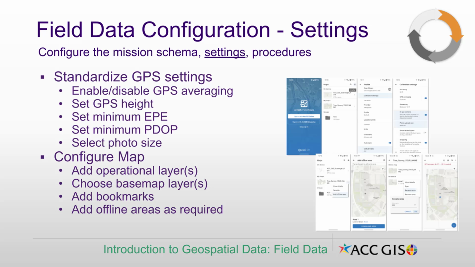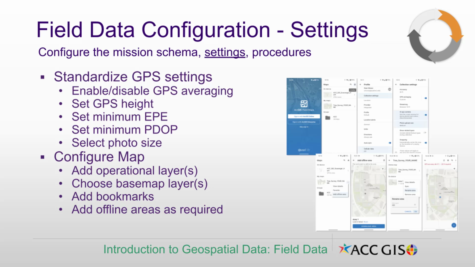The second step in the field data configuration phase is to configure the mission settings. That includes the GPS settings, but also configuring your map. We'll start with standardizing your GPS settings. There are a lot of settings, both in your GPS and in your software, that you can set to standardize the data you're collecting in the field. For example, you could enable or disable GPS averaging. If you disable GPS averaging, you can collect data more quickly, but it might not be as accurate.